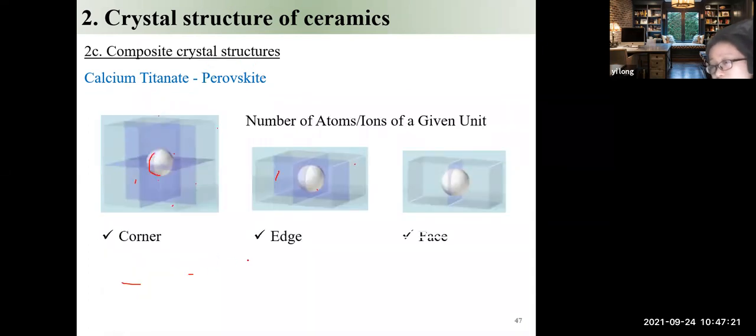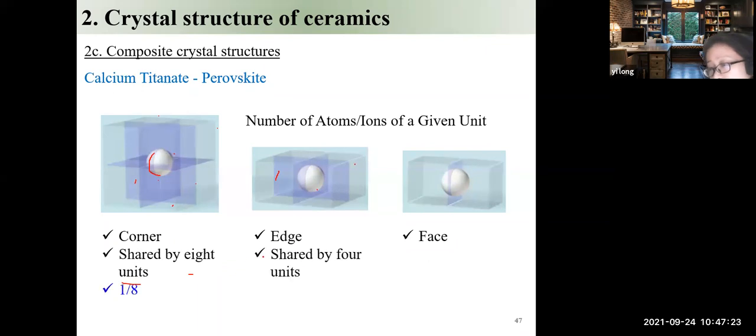So that one, we said you're going to share with 4 units. So now you can only count as 1 out of 4, 1/4. Only 1/4 belongs to 1 unit. If it's a face, which means you're going to share with another one, so it's going to be shared with 2 units. So in this case, it's 1 out of 2.